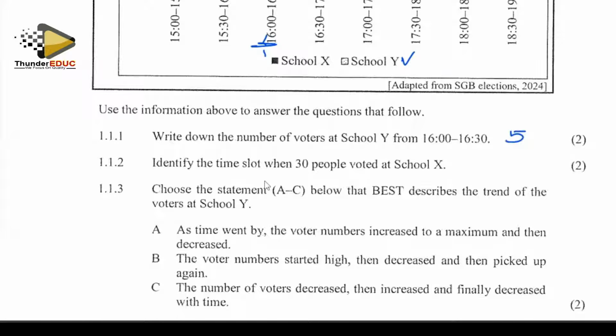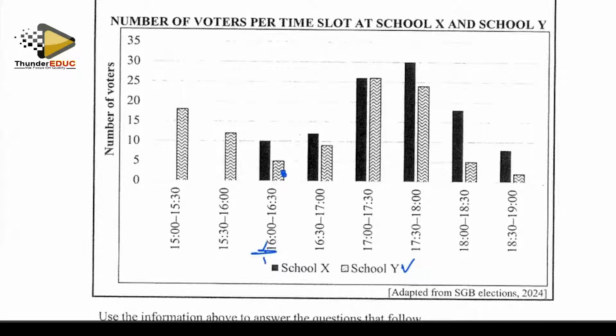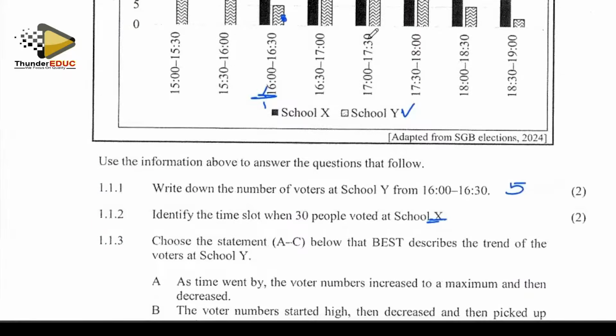5. Identify the time slot when 30 people voted at school X. All you have to do, come here, look at where it touches the dark graph, because that's school X. And what time was it? It was 17:30. 17:30 to 18.